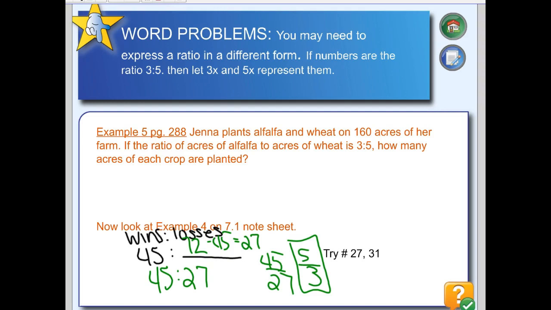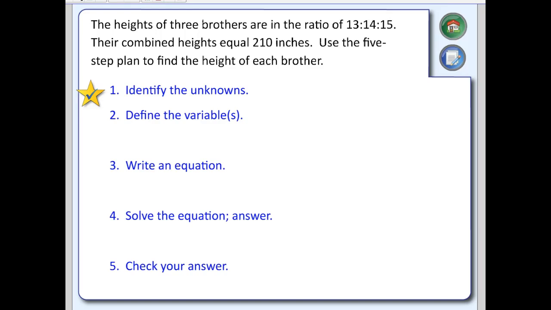All right, now let's look at one more type of story problem. One more type of story problem, and then I'll let you start homework for today. So if you're looking here at our last slide, it says the heights of 3 brothers are the ratio of 13 to 14 to 15. Their combined height equals 210 inches. Use the 5-step plan to find the height of each brother.